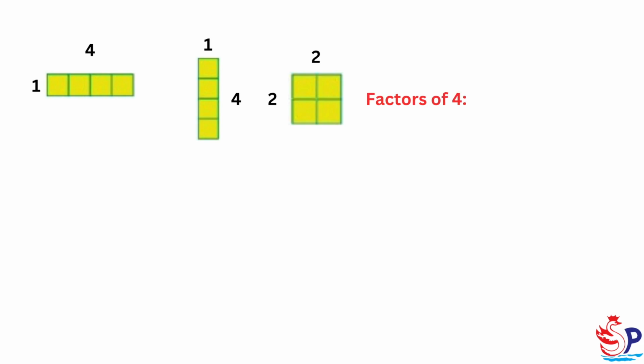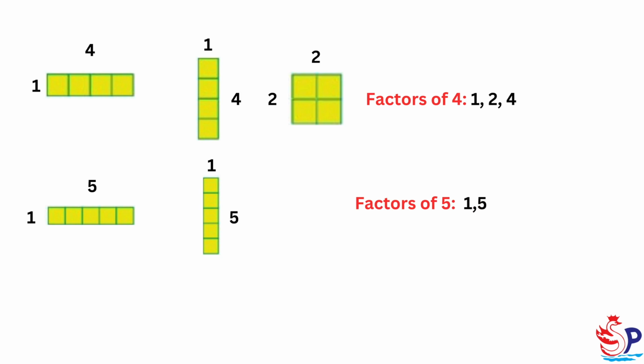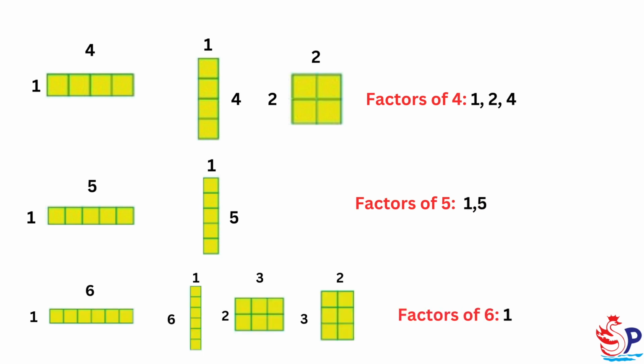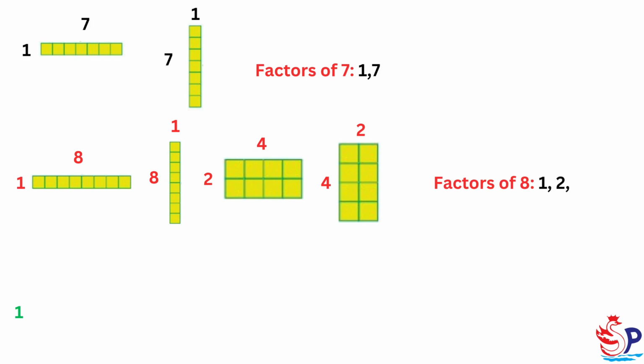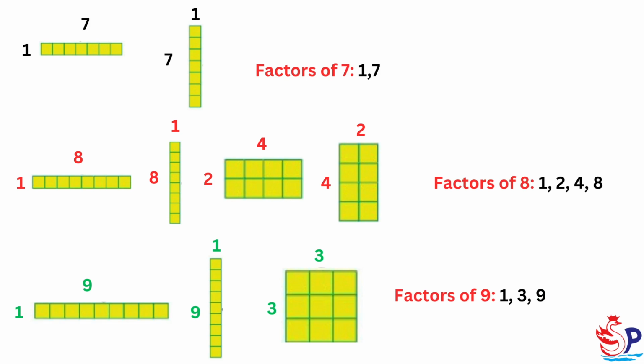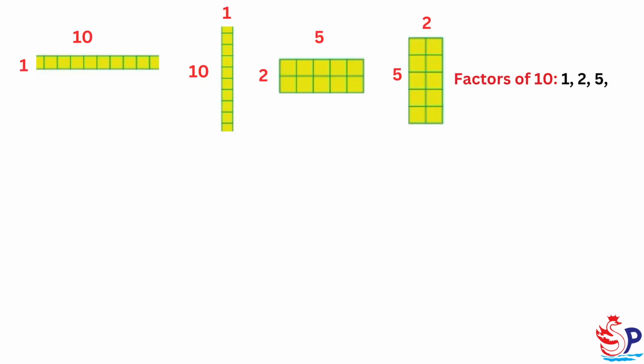Factors of 4 is 1, 2, 4. Factors of 5 is 1, 5. Factors of 6 is 1, 2, 3, 6. Factors of 7 is 1, 7. Factors of 8 is 1, 2, 4, 8. Factors of 9 is 1, 3, 9. Factors of 10 is 1, 2, 5, 10.